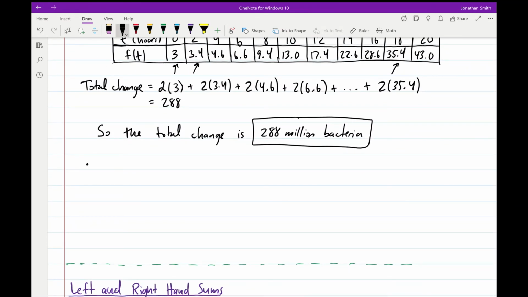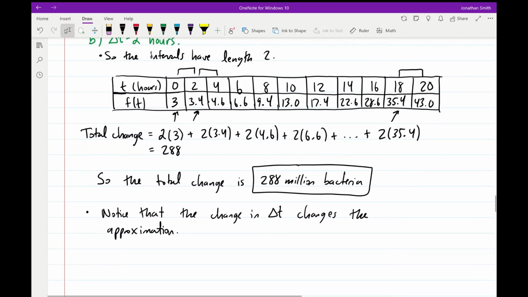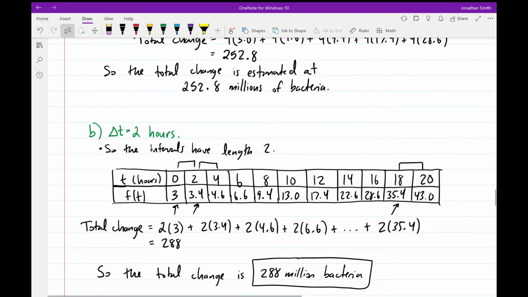Okay, and an important thing to notice is that the change in the value for delta t changes the approximation. So as delta t gets smaller, the approximation is going to get better. Another way to say that is as n gets larger, or the number of subintervals that we're using gets larger, the approximation is going to get better. So that's the important thing to note between these two different examples here.